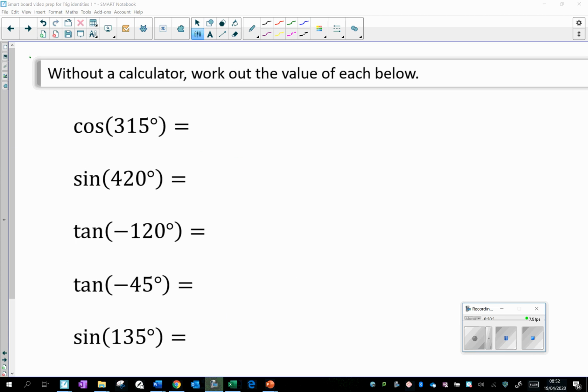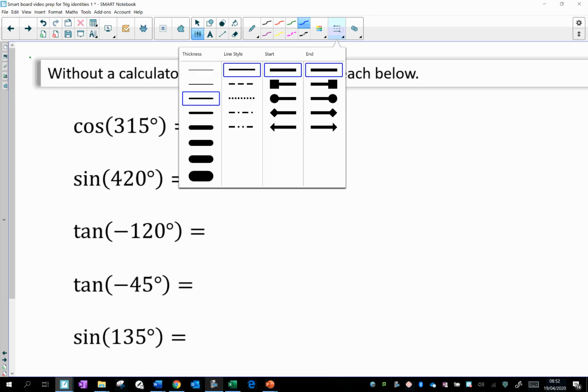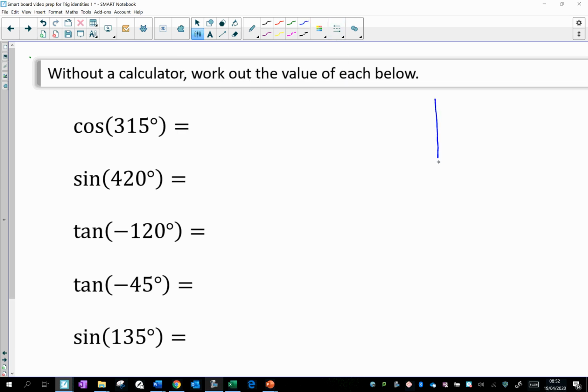Okay, just 5 more to practice with here. Okay, so I'm going to start with my CAST diagram as usual. Okay, so draw the CAST diagram. So 315 degrees, so ASTC. So 90, 180, 270, 315 is going to be over here. And if that's 315, then this bit here must be 45 degrees.